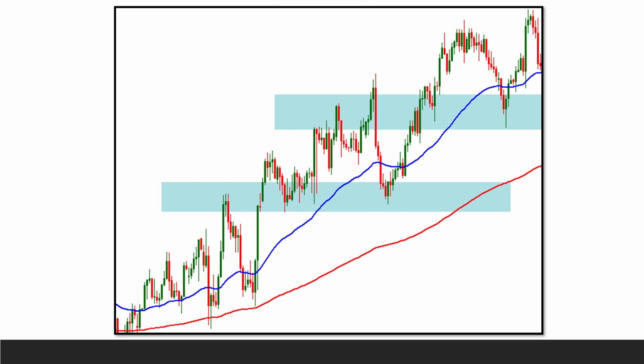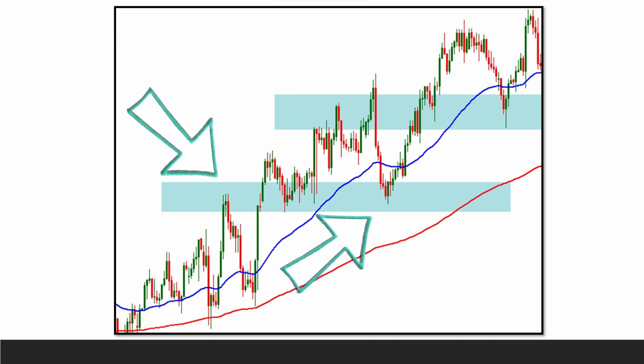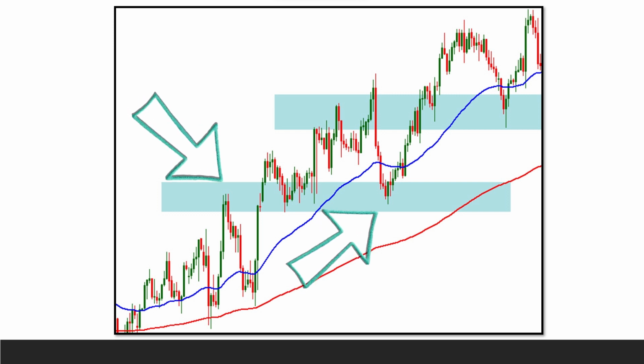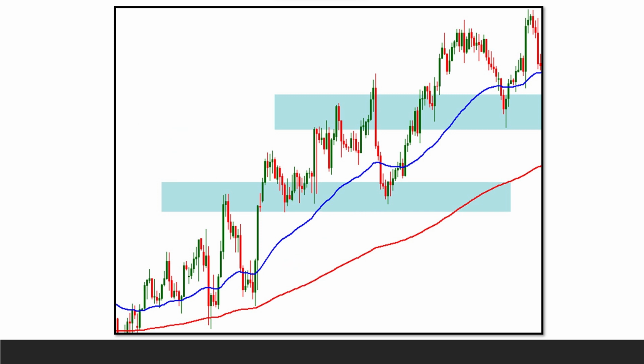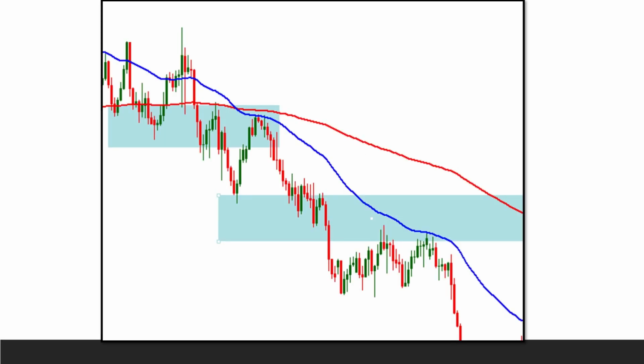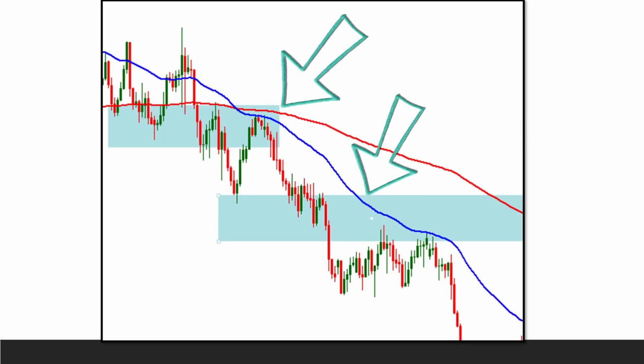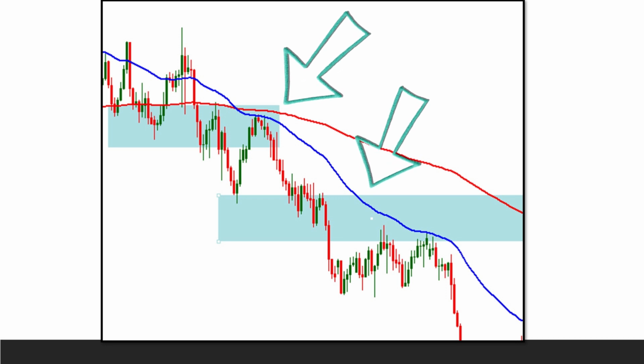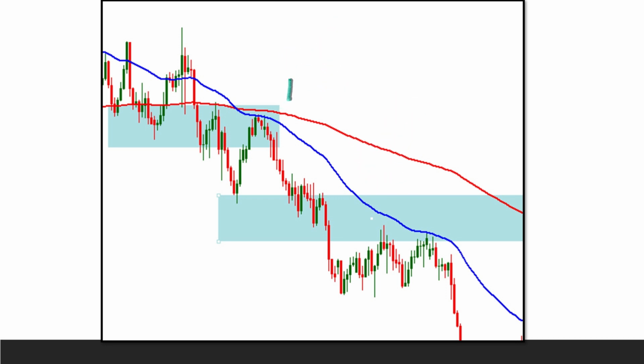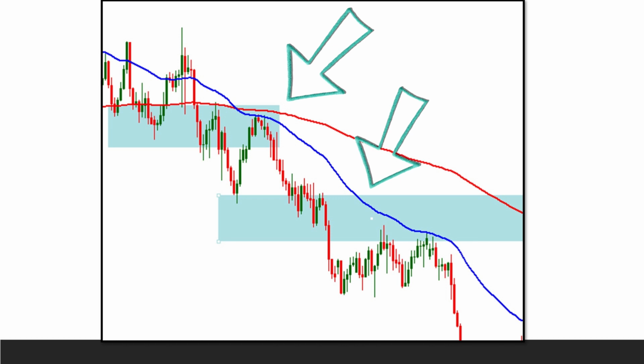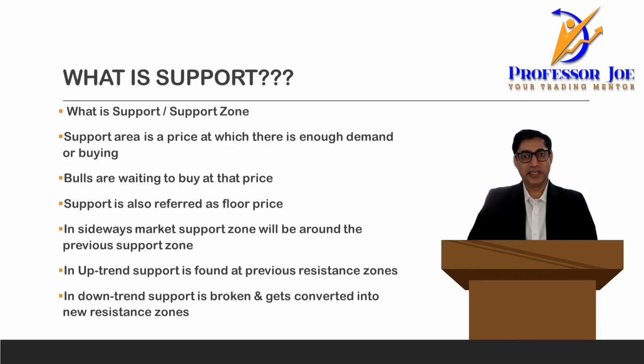In an uptrend, the support zone is found at the previous resistance zones, like you can see in this chart. And in a downtrend, the support zone keeps breaking and getting converted into new resistance zones. Now, there are a lot of debates that happen on support zones and resistance zones.